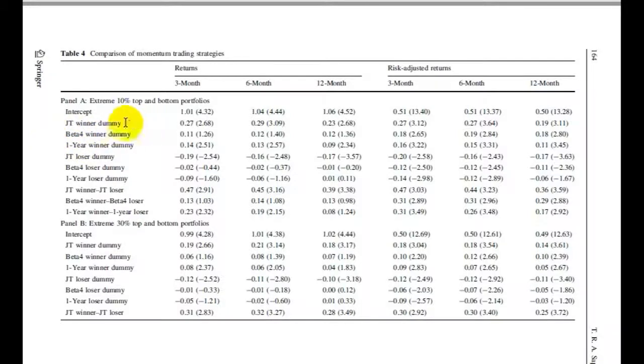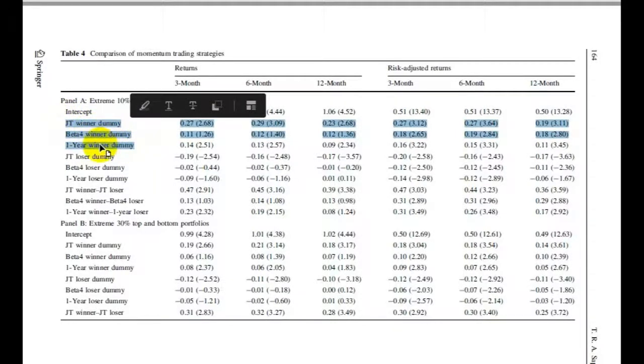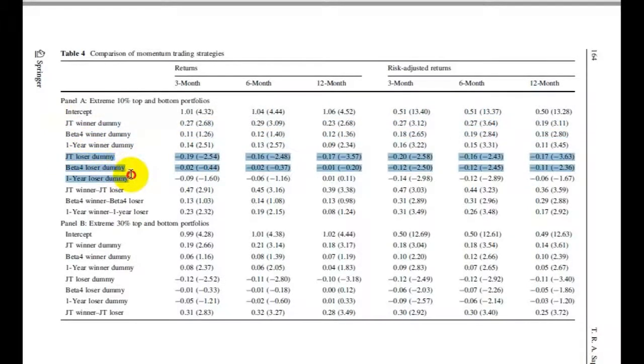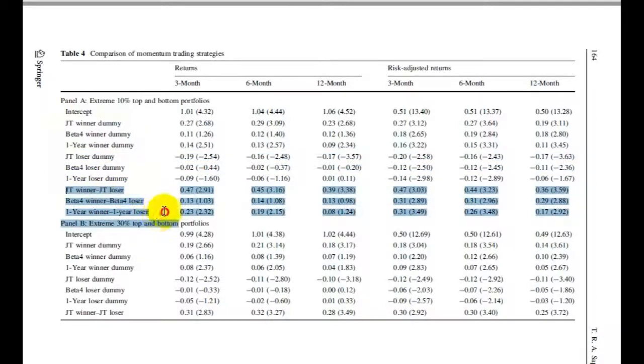This makes the table a little bit difficult to read, but we have these three strategies for the winner, the top 10%, and these three strategies for the loser, the bottom 10% according to these rankings. And then we have the winner minus the loser here.